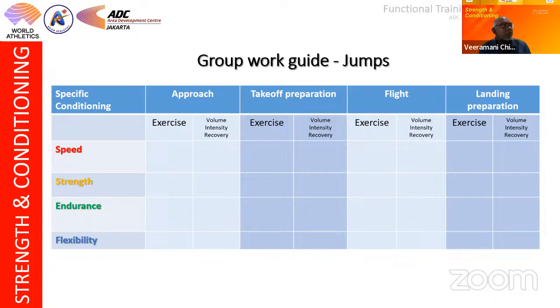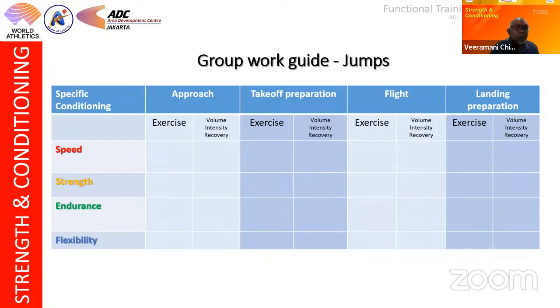So you look at approach. For speed, what exercise would you like to use? We also like to know what is the volume, intensity, and recovery you'll be planning for that activity. And then you go across for takeoff preparation, in flight, if that's going to be required, and then landing preparation. What are some of those things that you will be using? So again, we carry on with all the 4 biomotor abilities we have here. Flexibility is something very simple and basic that you are using. Just indicate it, and then you will see what you can do from there.